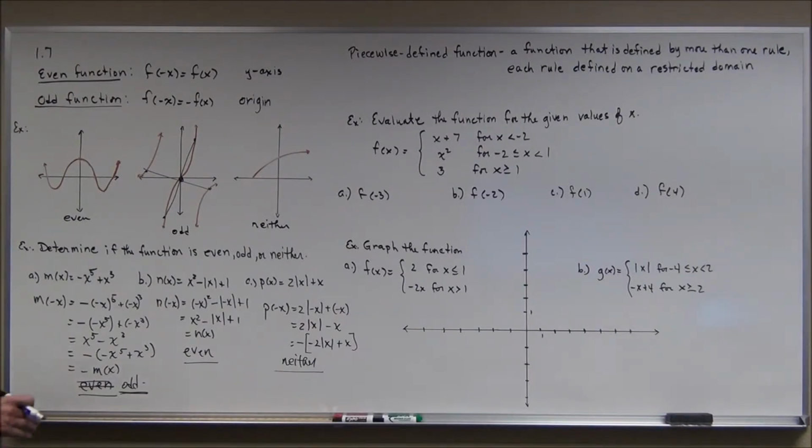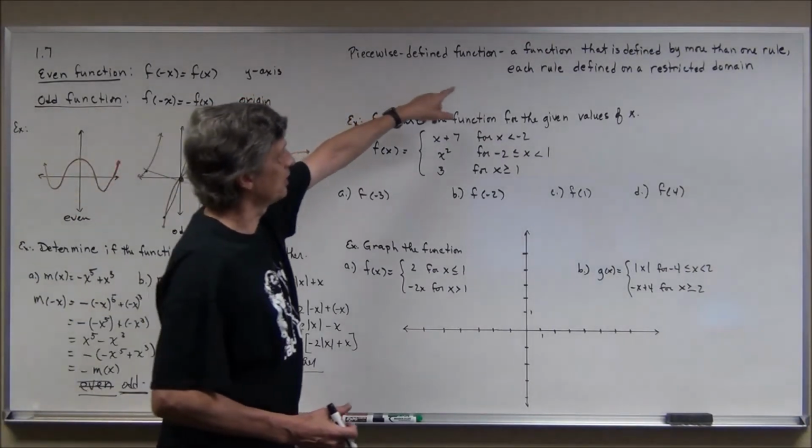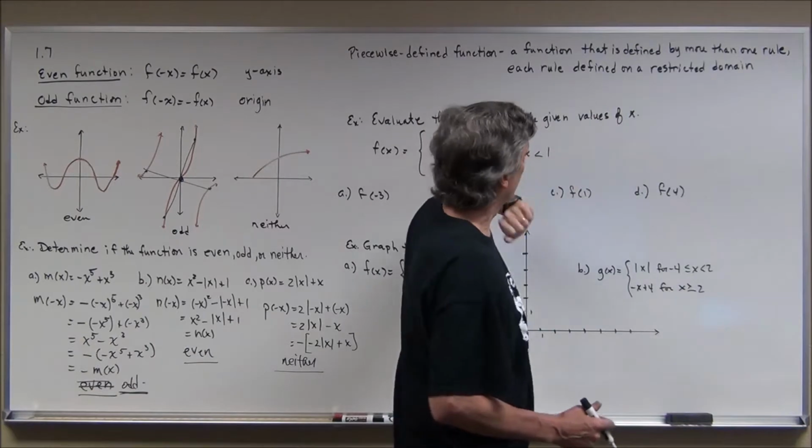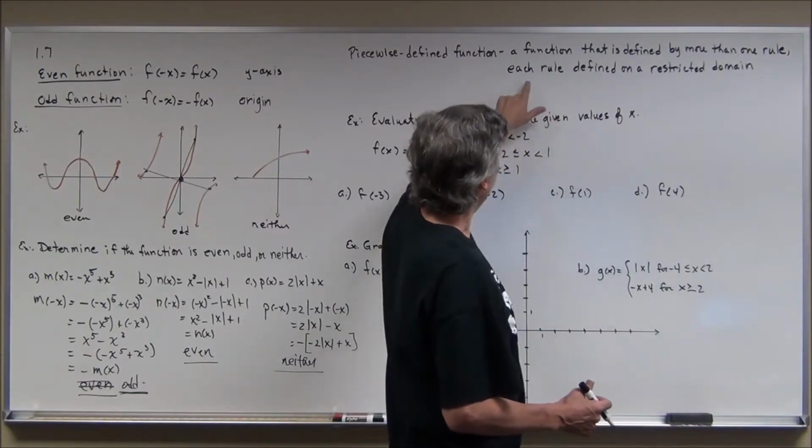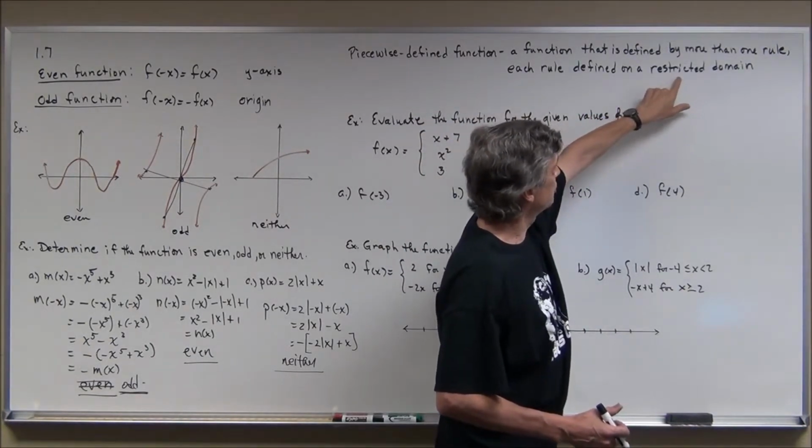So in that case, the rule is a little bit different based on the domain. If it's before 11 o'clock, it's good. If it's after 11 o'clock, not so good. So a piecewise defined function is a function that's defined by more than one rule. It can be two or more. And each rule has a restricted domain.